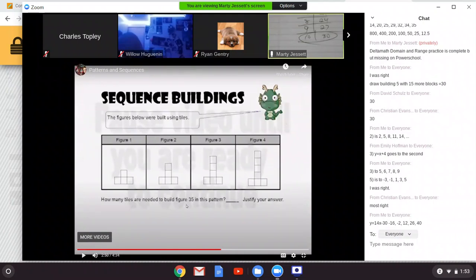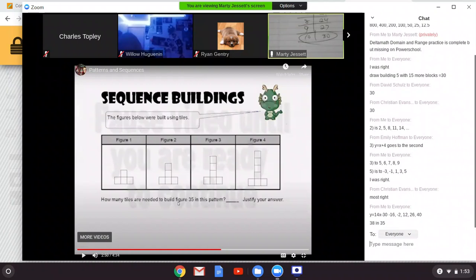I don't know if you really want to draw 35 of these, but you want to figure out how we can figure how many tiles it takes to make figure 35, probably without drawing. So hopefully we can do it numerically, in a table, algebraically. How can we do this?